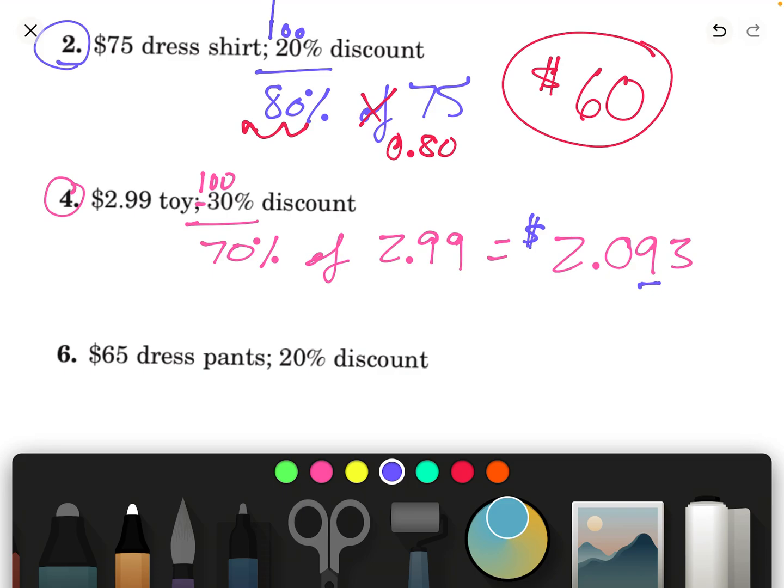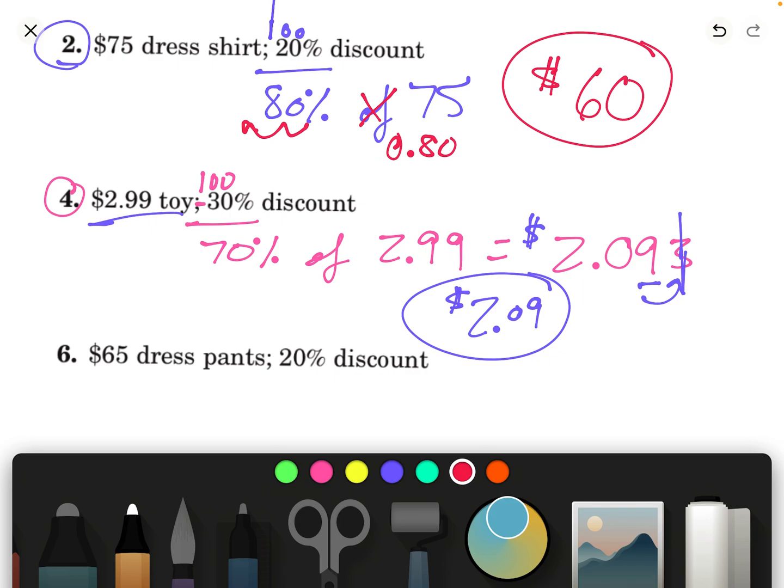It's either exactly what it is, which is $2.09, or if the number behind it is 5 or more, you'd round up and make it $2.10. So those are the only two options, $2.09 or $2.10. It's either exactly what it is or 1 penny more. Now, in this case, that's less than 5. 3 is less than 5, so you drop it off, and your answer is $2.09. That's how much the toy is going to cost after that 30% discount. Okay, so again, remember, discount to sale, it's going to be less than what it was.